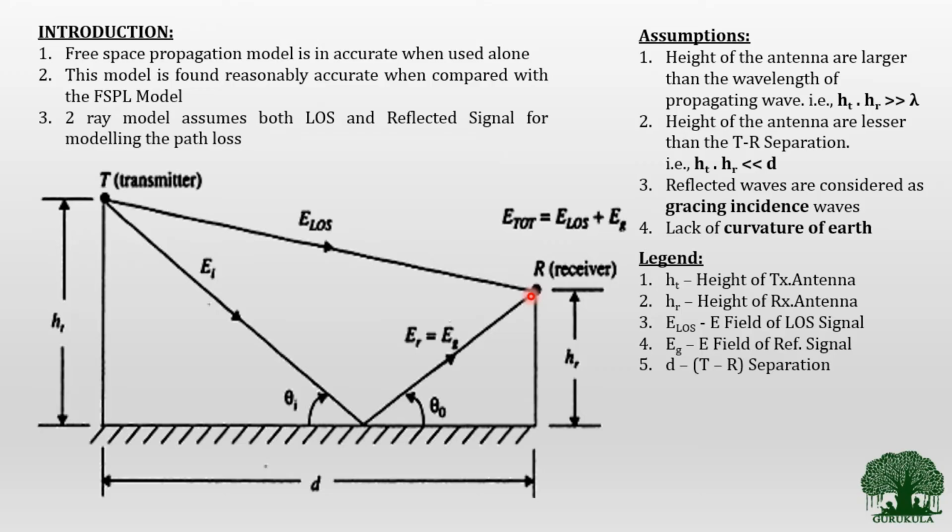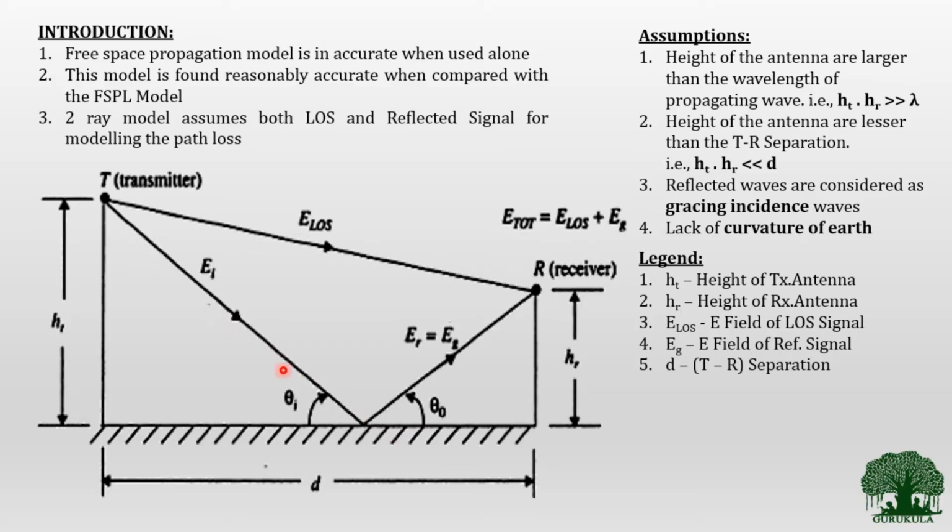And the third assumption is that the reflected waves are considered as grazing incidence. This term actually comes from optics. The ray of incidence is considered grazing incidence when the reflected wave is almost parallel to the ground plane.